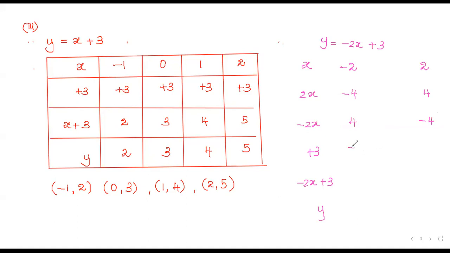So then what do you do? Positive 3 and positive 3. Then you write 4 plus 3, 7. Here it is negative 1. Then here you write 7 and negative 1, the same thing. Hope it is clear for all of you. And this is how you can prepare the table.